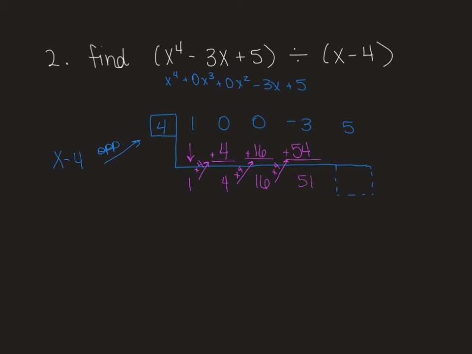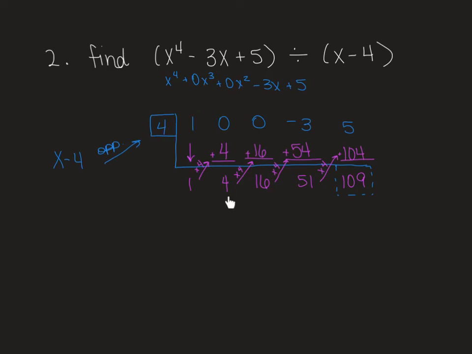So we have 51. Multiply up, so times 4. So 51 times 4 is 204. And then add down, we get 209. So you can see a little bit of different notation. This one looks a little bit messier, but it's a little bit clearer what you're doing. Add down, multiply up.